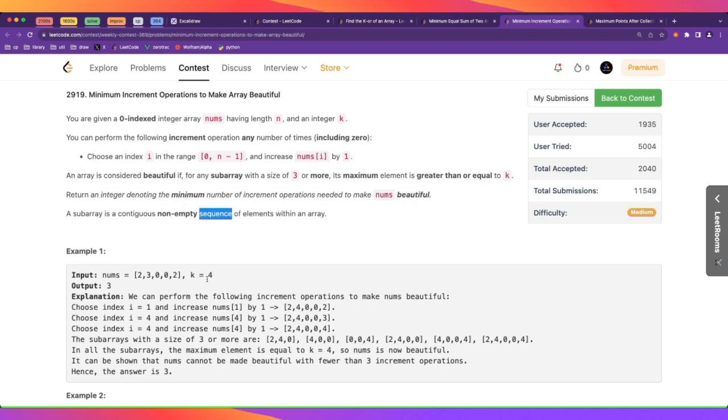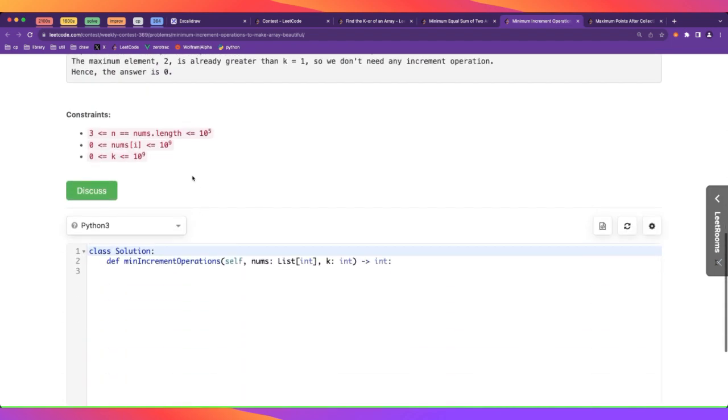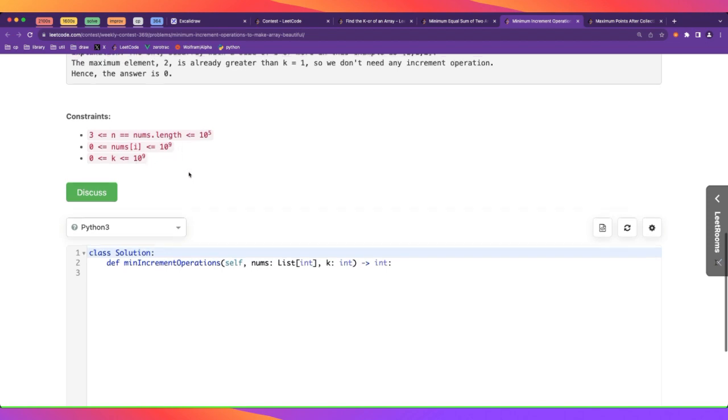Okay, the definition of subarray, we get 3 examples. So the size is 10 to the 5, so we cannot do a quadratic solution. And then the values are up to 10 to the 9.